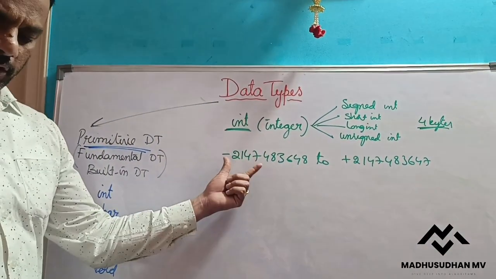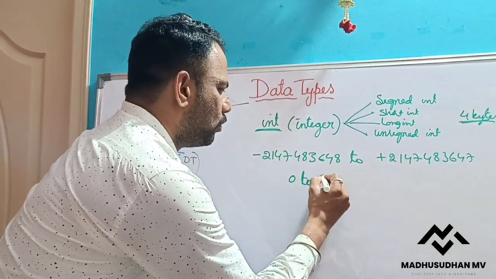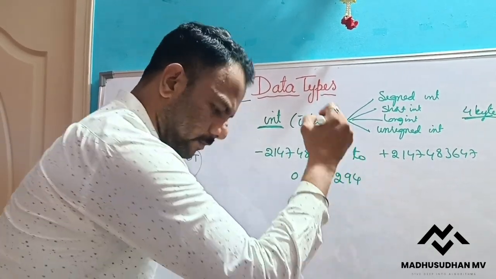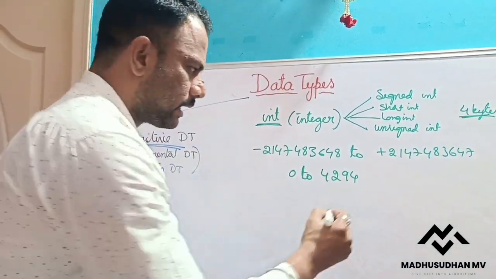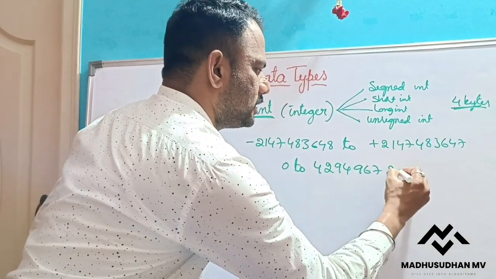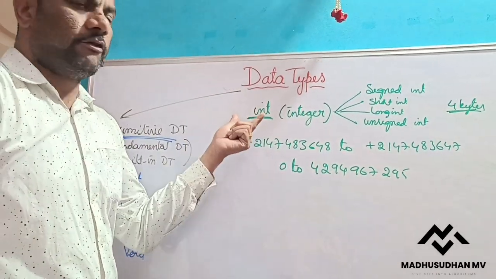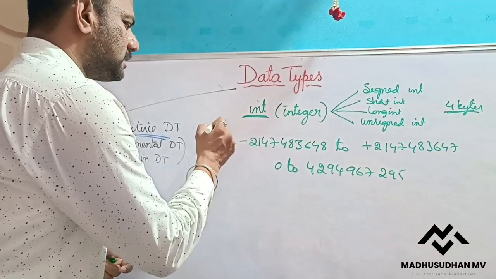So this is the range of integer. Suppose it is unsigned, then it is 0 to 4294967295. This is for the unsigned integer. Now, what is the format specifier of integer?